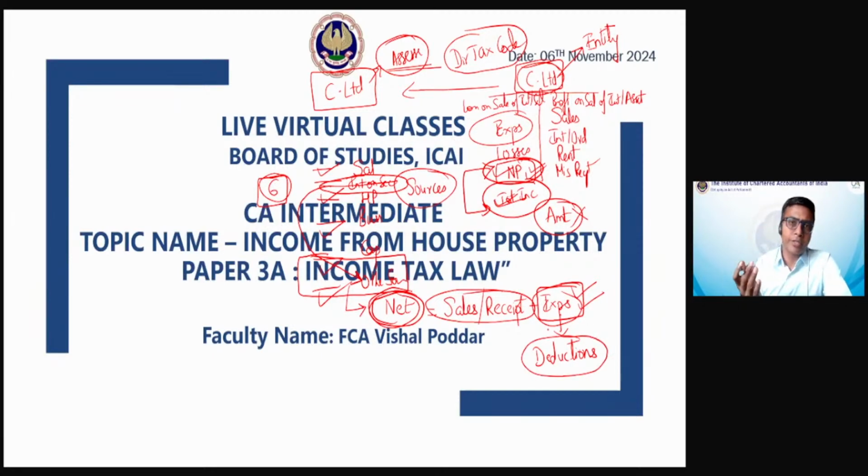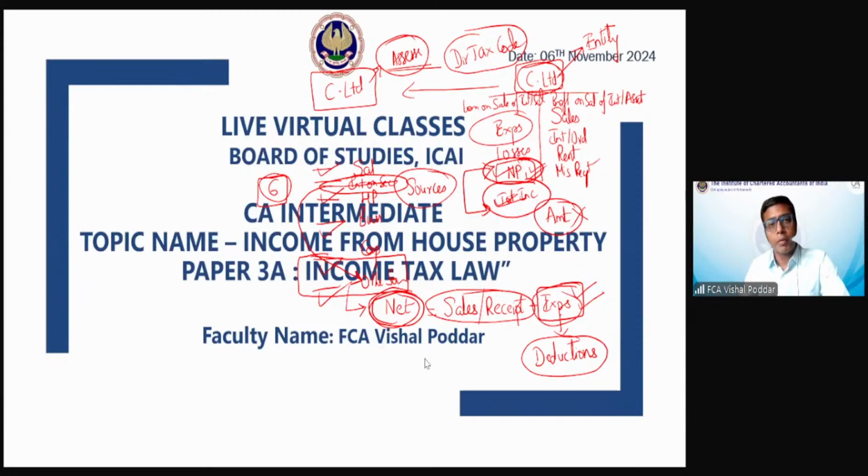Now, this is where each head is different. Salary has a different type of deduction. There may be a fixed amount of deduction, which is called standard deduction. HP head again has a different set of deductions, where there is no fixed amount, but there is a fixed percentage, 30%, which you deduct. But when you go to the capital head, when you go to the other sources head, they will say, okay, we will not provide for any such thing. We will give you deduction for your actual expenses subject to some conditions and limitations. So different heads have different mechanisms of computing income.